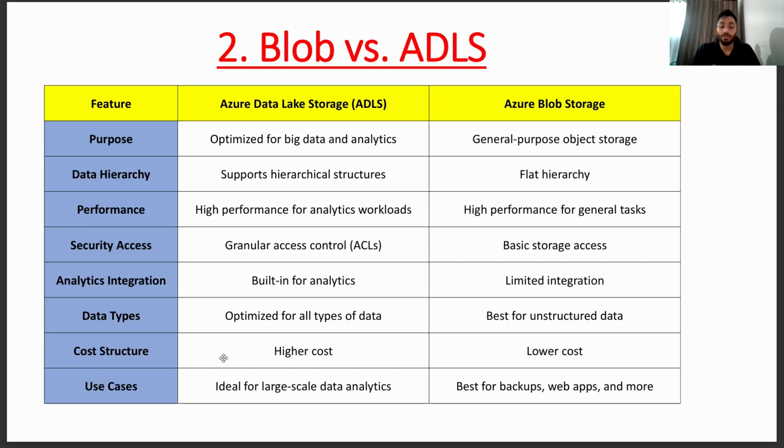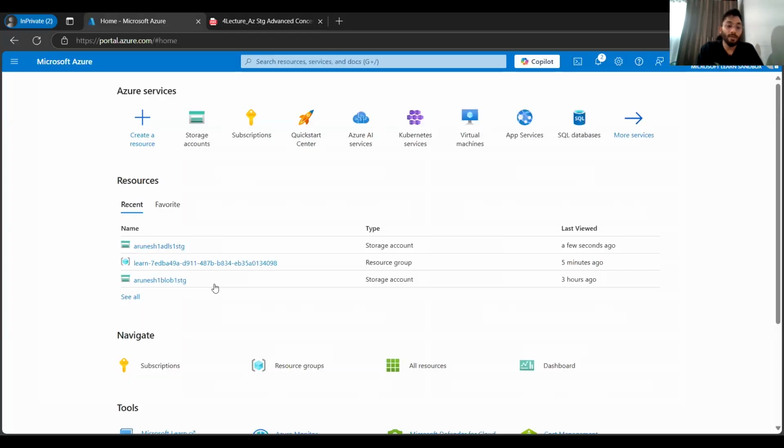Then we have cost structure. ADLS has higher cost, and blob storage has lower cost because it is used just for basic purposes. And then we have use cases: ADLS is ideal for large scale data analytics, and Azure Blob Storage is best for backups, web apps, and more. I mean, we can just create a storage and use blob storage. That would be the best thing. Let's move on to our portal and let's see the basic difference between both of them.